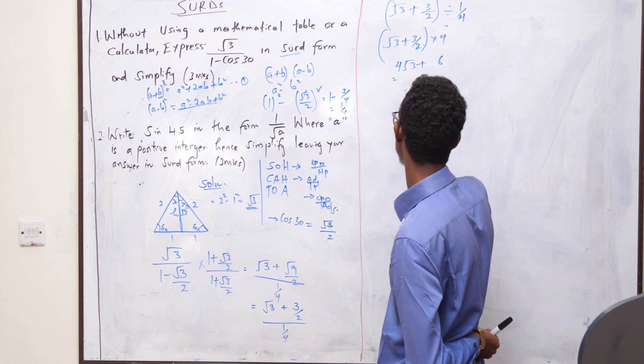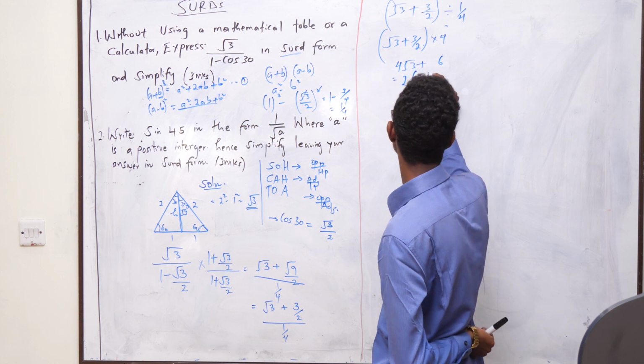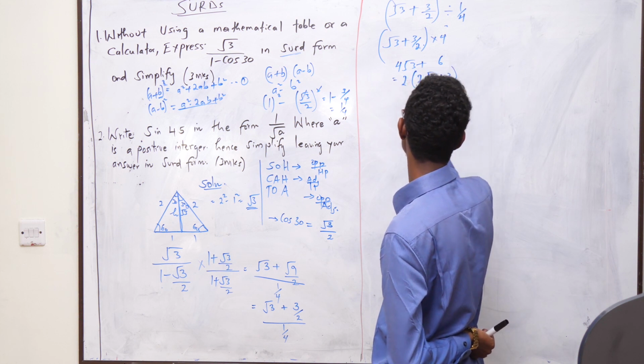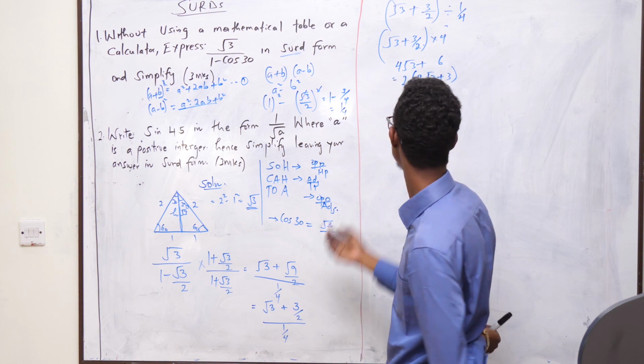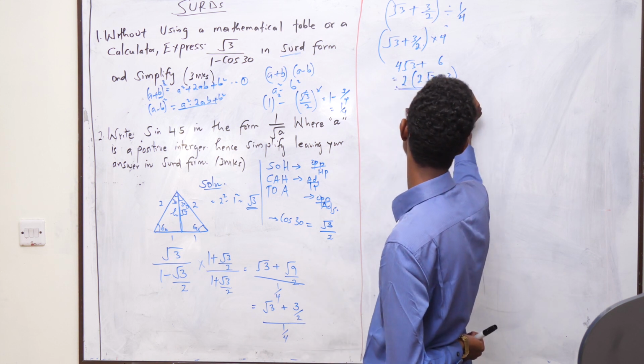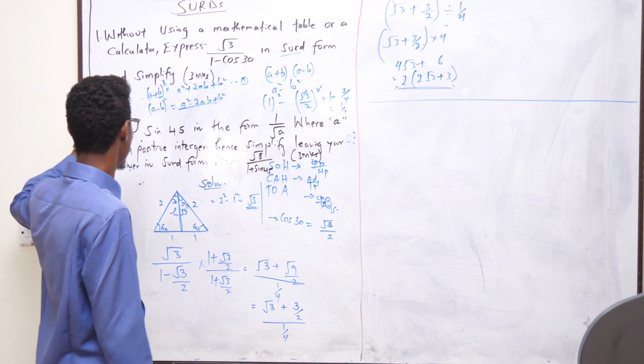Now we have expressed it in surd form. Now you can as well simplify. You have 2 in the bracket, 2 root 3 plus 3, because they have a common factor, which is 2. That is the solution to the answer.